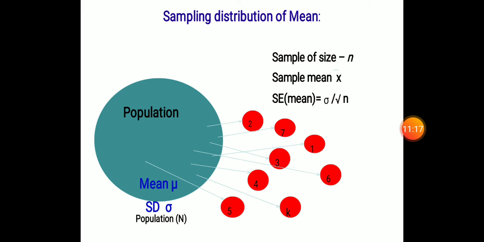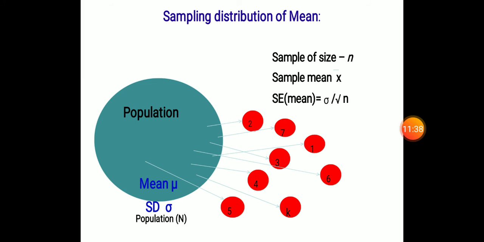So that is why the standard error of the mean is represented using the formula. Here you can see at the right top end, sigma divided by square root of n. Sigma is the standard deviation, divided by square root of n. That's the formula. Like that, we have different types of standard error.